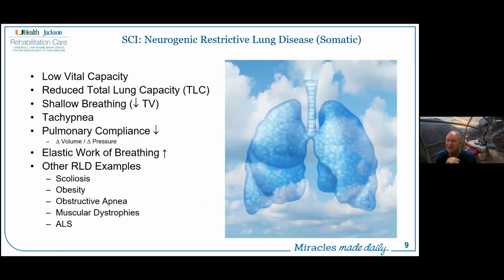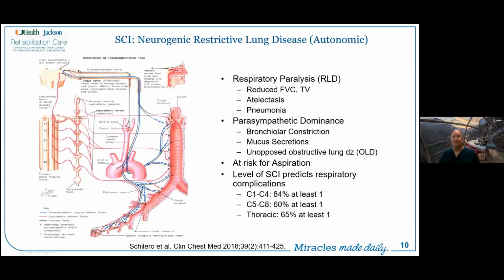This is because of somatic dysfunction, because of muscle paralysis, the intercostals as well as abdominal muscles. And these folks are going to have a low vital capacity with reduced total lung capacity, shallow breathing, as we mentioned, and reduced pulmonary compliance. Other examples of restrictive lung disease that you may know about: scoliosis, obstructive apnea, muscular dystrophies, and motor neuron disease. So with neurogenic restrictive lung disease, autonomic dysfunction is also going to play in because of parasympathetic dominance.